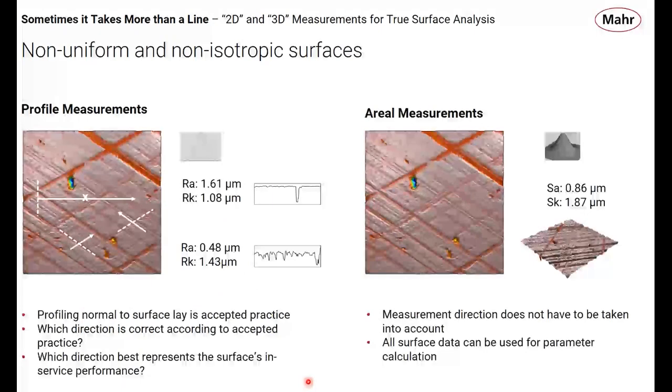Another example, easier for me to explain to you, is if we look at a honed surface. On the left, it's obviously a 3D measurement of a honed surface, but on the right, I'm showing what happens if we do profile measurements on that honed surface.